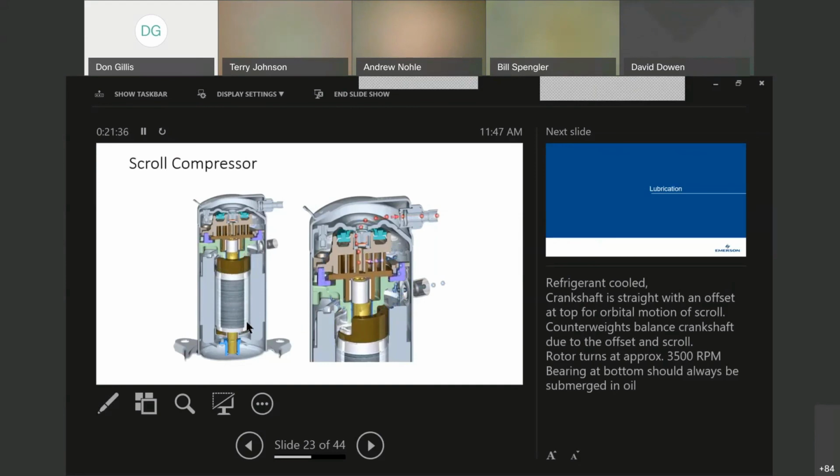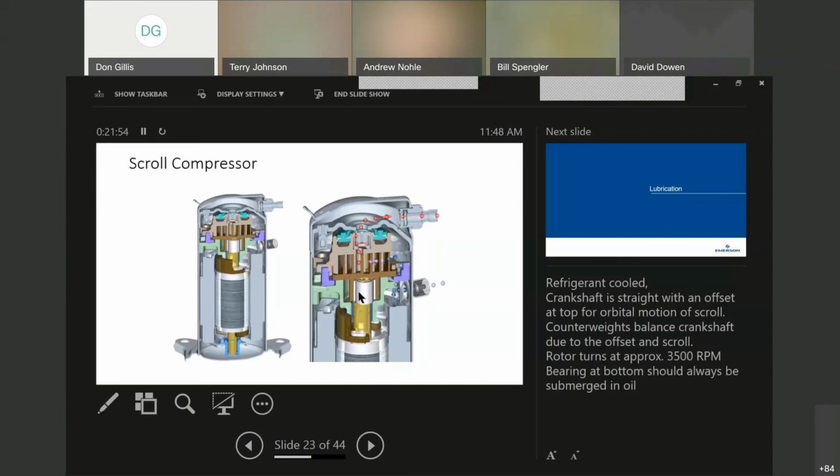There are counterweights at the top and the bottom, okay, due to the offset of the scroll. And the rotor turns again approximately 3,500 RPMs. And the bearing at the bottom, take notice, should always be submerged in oil, all right? And you can see here, the violet colored piece here is our Oldham coupling. The orbiting scroll is moving.